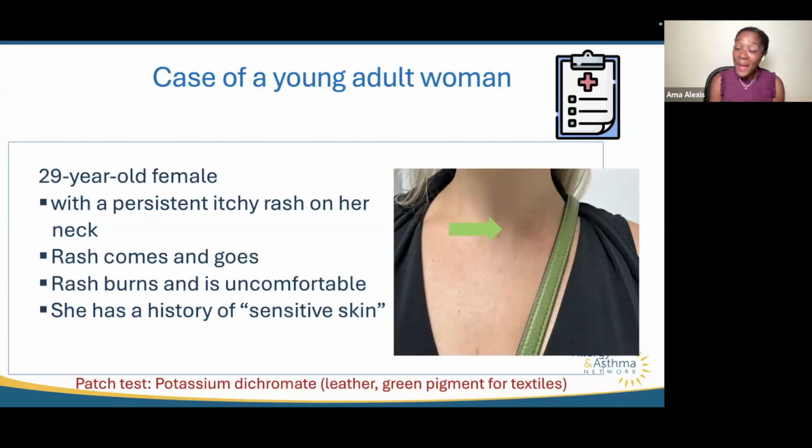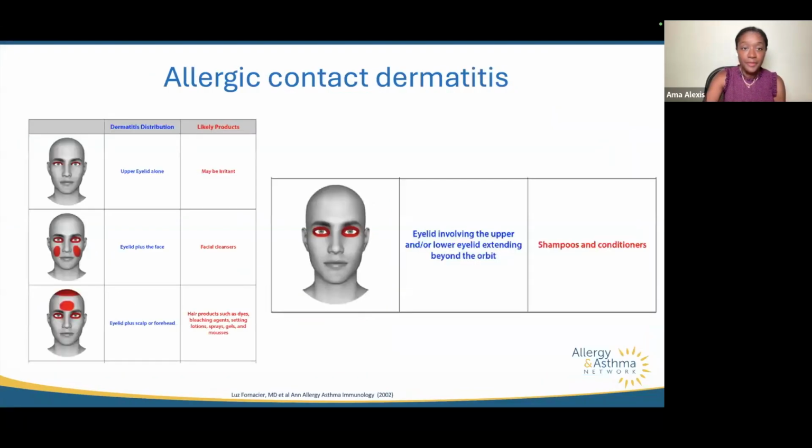So it's one of her bags that's causing the rash. On patch test, she tested positive to potassium dichromate, which we can see in tanning leathers and in green pigment for textiles. And there it is. Now that she's wearing the bag, it's very obvious, but it really wasn't obvious before, especially because contact dermatitis doesn't happen right away. It happens after a day or two or three. So let's say she wears the bag on a Friday, she's going to be fine, maybe on a Saturday, but on Sunday, she now develops a rash. So it's not always easy to put together.